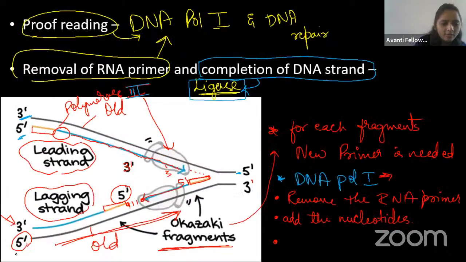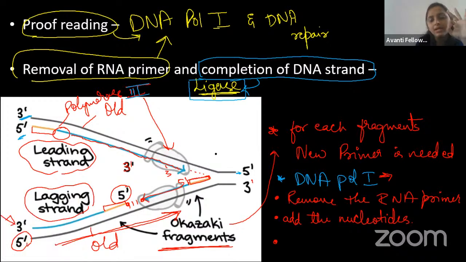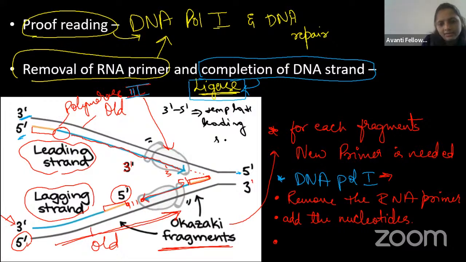Okay. So now here you have to remember always. Here people get confused about which is the template for the lagging strand. So remember, there is a 3' and 5' end template. It acts as the template for the leading strand. Remember, guys, the leading strand template runs 3' to 5', whereas the lagging strand template runs 5' to 3'. 5' to 3' is the lagging strand template.